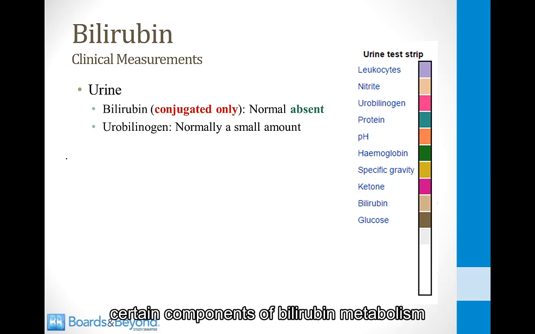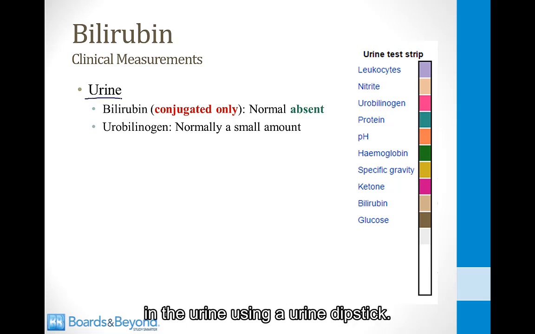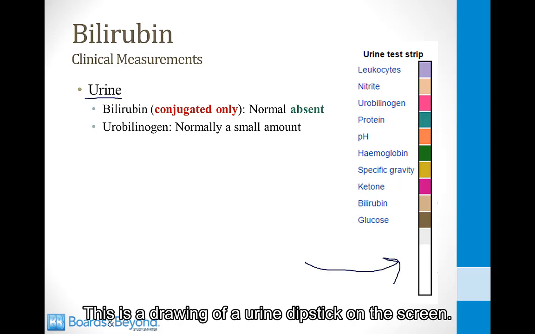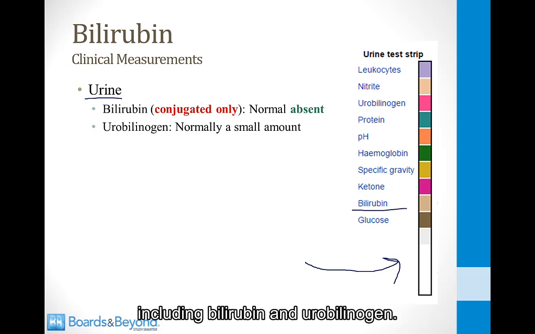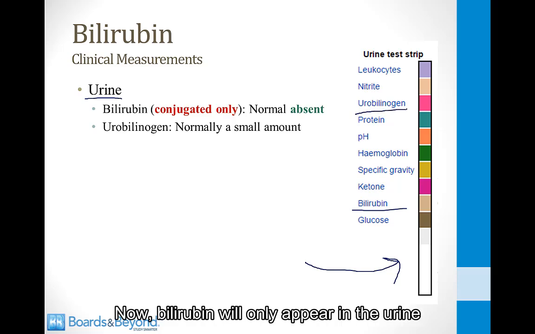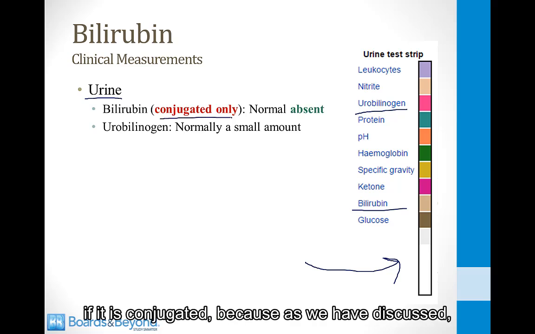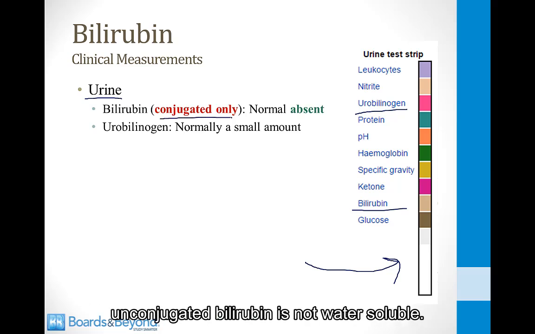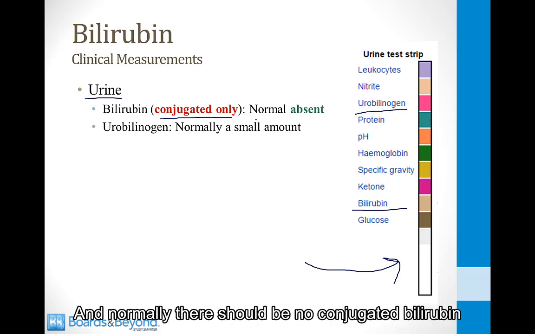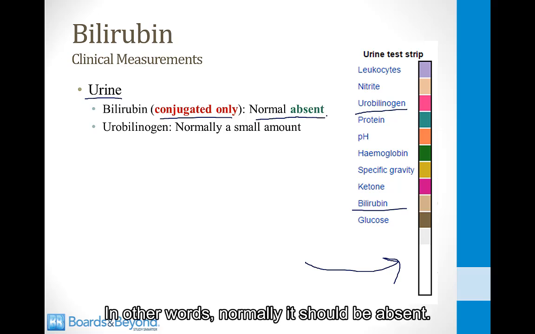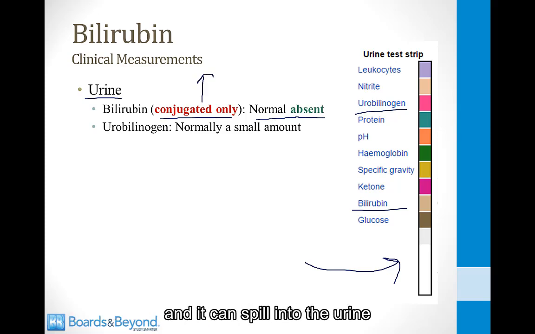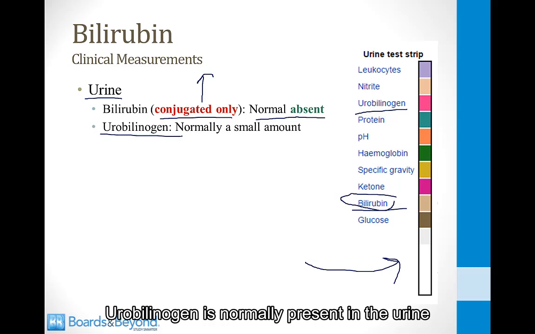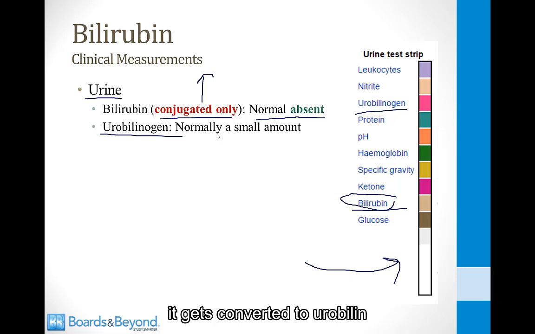You can also detect certain components of bilirubin metabolism in the urine using a urine dipstick. This is a drawing of a urine dipstick on the screen. You literally dip it into the urine and it can detect the presence of certain substances, including bilirubin and urobilinogen. Now, bilirubin will only appear in the urine if it is conjugated because, as we have discussed, unconjugated bilirubin is not water soluble. And normally there should be no conjugated bilirubin in the urine. In other words, normally it should be absent. However, in certain pathological states, the levels of conjugated bilirubin in the serum can rise and it can spill into the urine, and then you'll be able to detect it with a urine dipstick. Urobilinogen is normally present in the urine in a small amount. As we talked about before, it gets converted to urobilin.